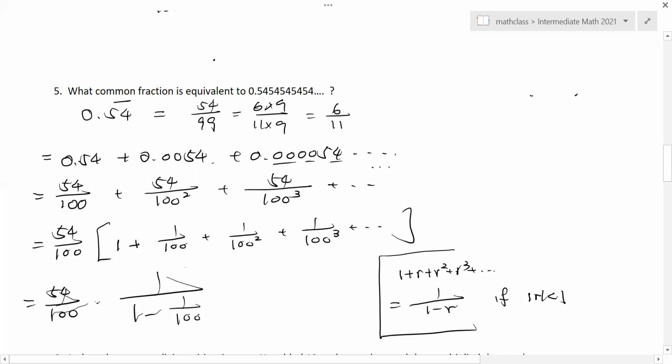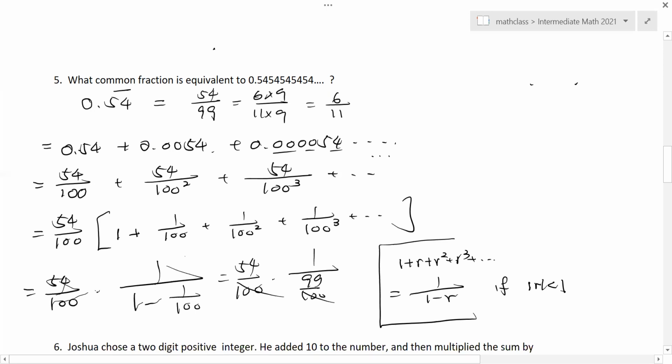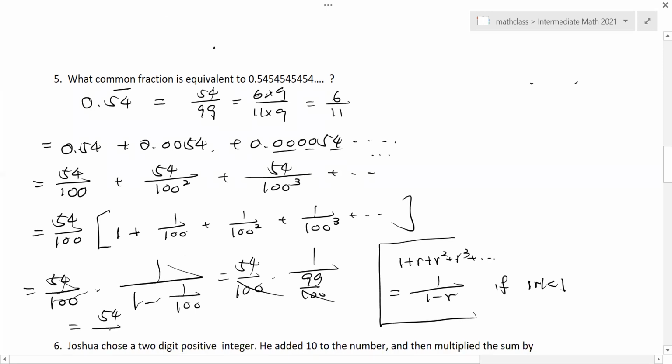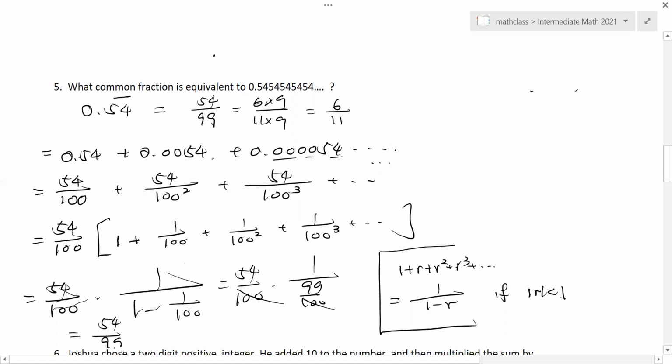100. Then you simplify it, and that is going to be 99 over 100, and then the 100 cancels out. That's the reason you always get 54 over 99. I'm just trying to explain why, when you convert a number in decimal form with repeating digits to a fraction, you divide by 99. This is where the 99 shows up.